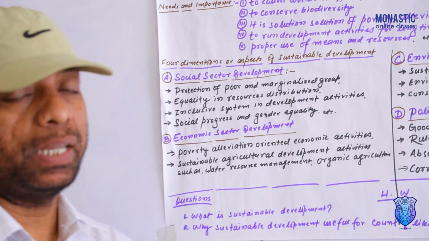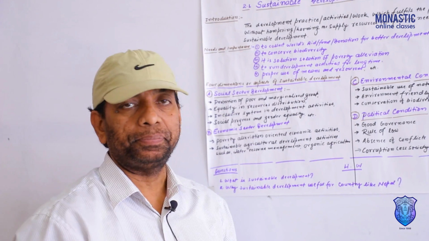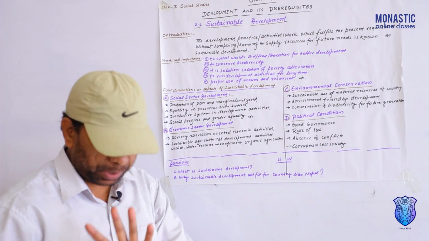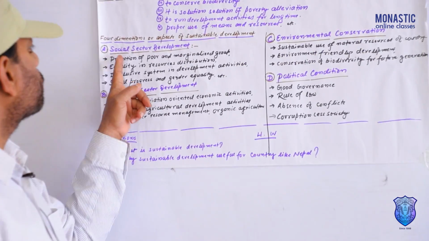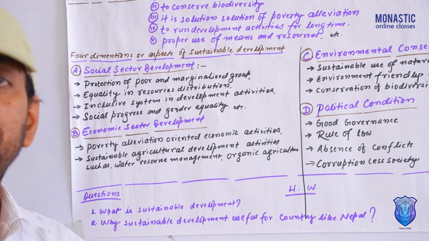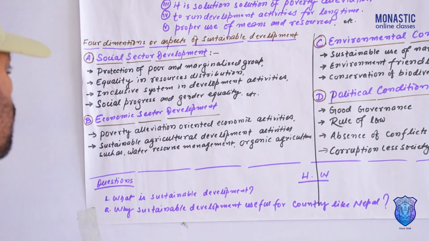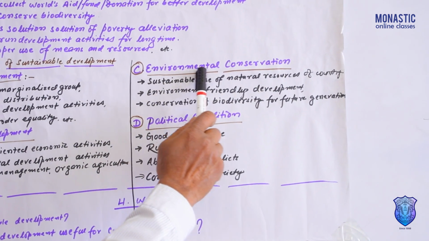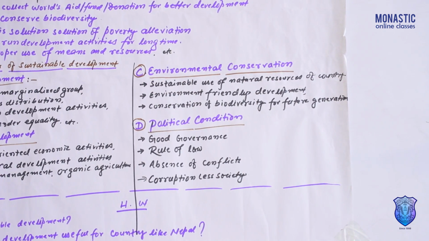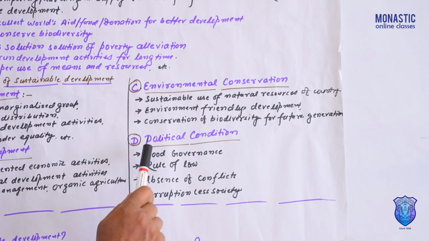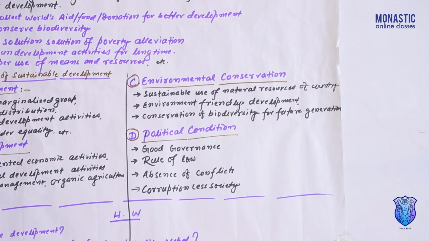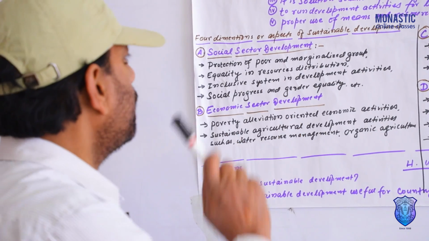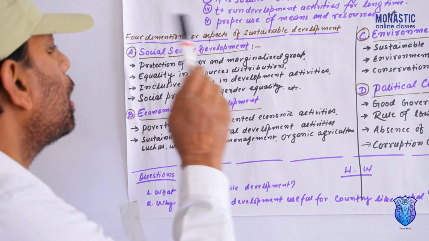Sustainable development has been divided into four dimensions. First is social sector development. Second is economic sector development. Third is environmental conservation. And fourth is political condition. Now we can see here social sector development.